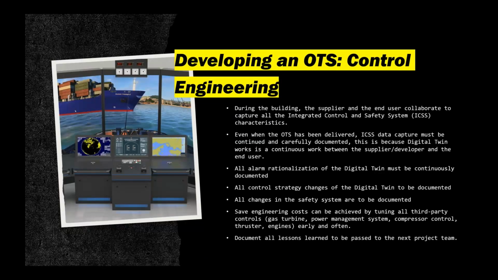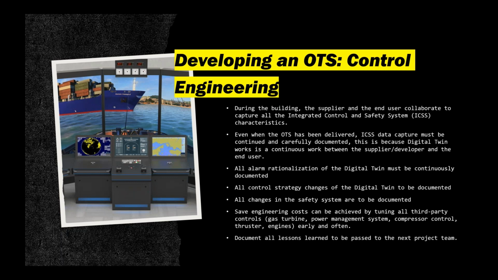Okay, to develop an OTS, we use control engineering. During the building of a simulator, supplier and end user need to collaborate to capture all the integrated control and safety system characteristics, ICSS. ICSS is the model that caters for all that you have. For example, you want to have turbine system, you want to have gas, fire system, and then you need to collaborate with the supplier, if you're the end user, to build this ICSS for the factory acceptance test, FAT.